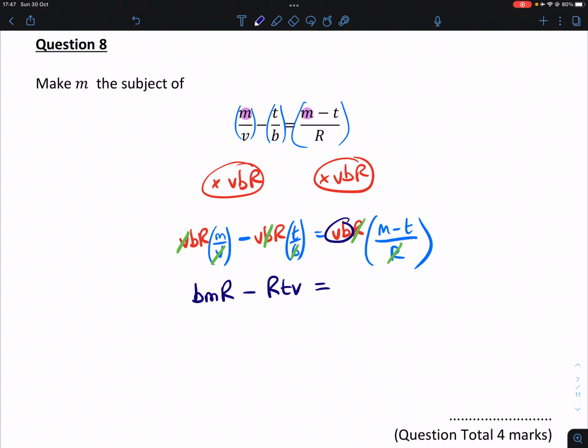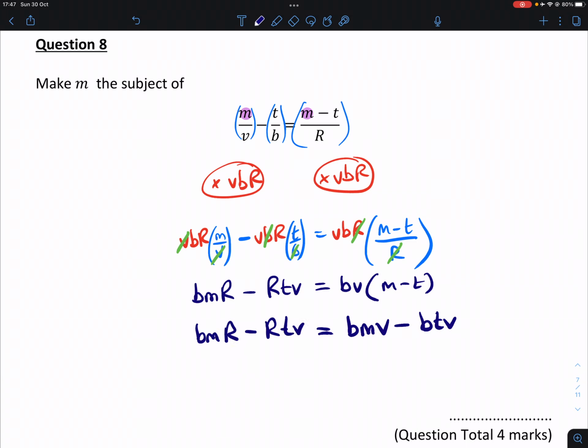Now you could take a line just now. I could write this as BV brackets M minus T first before breaking it out, and that would be totally fine. So if I did it that way and I broke it out, I'm going to have a BMV minus a BTV. So there's a lot of letters in play here.